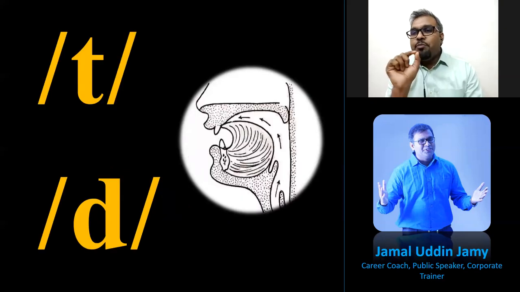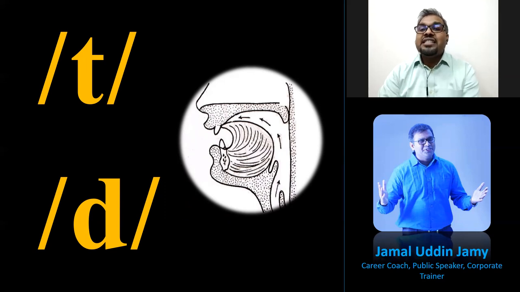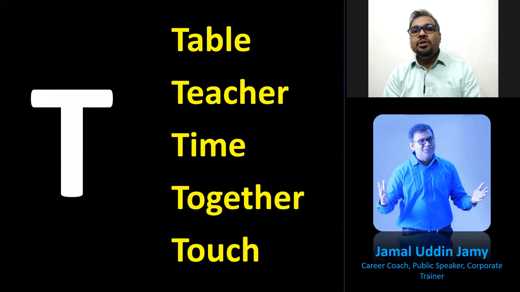See, the tip of your tongue is touching the teeth ridge. It is called labiodental sound. T, d, t, d. You do not let your air come out. Let's practice with some examples. Table. Teacher. Timetable.